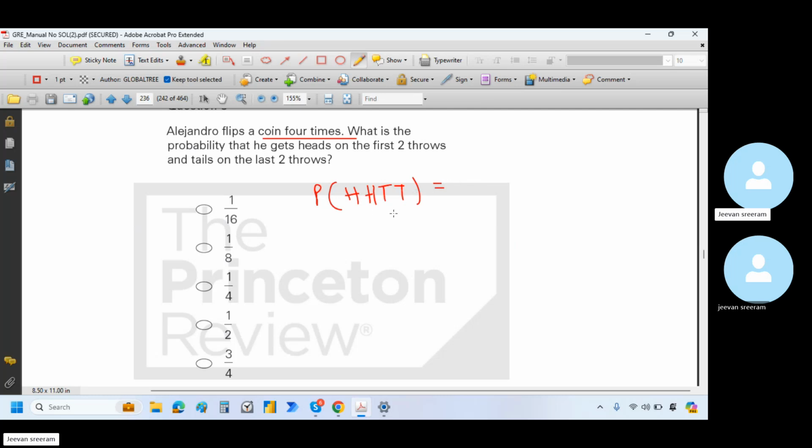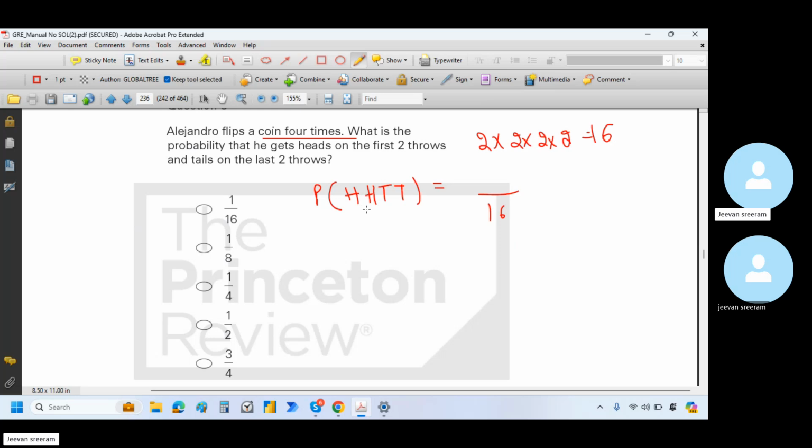So this event is going to be only one, no? The total number of chances is 4 flips, so 2 into 2 into 2 into 2, which is going to be 16 outcomes. The total number of outcomes is 16. But he is so specific: 2 heads and 2 tails in the same order. He's not asking for 2 heads and 2 tails simply.